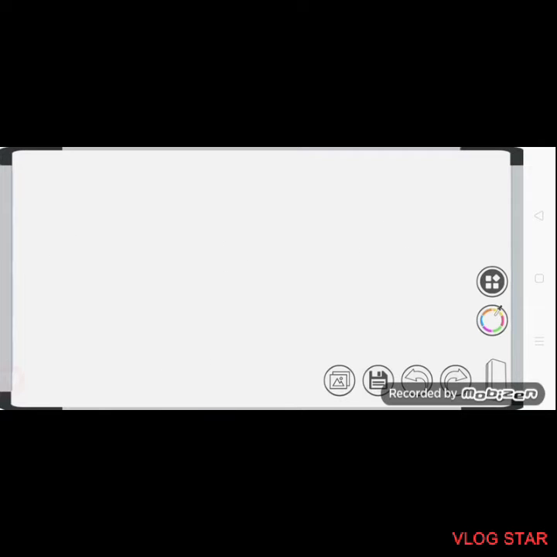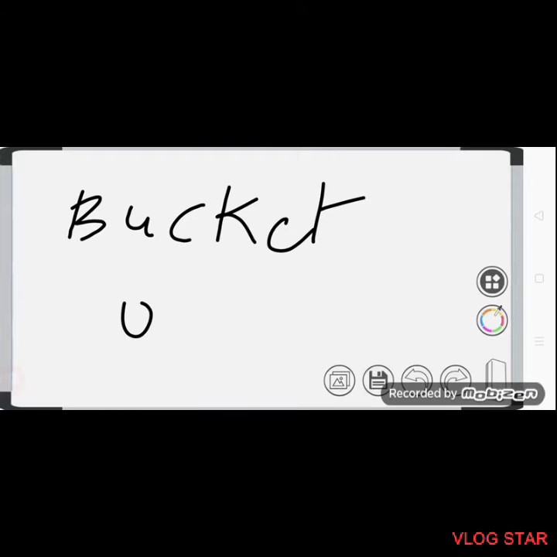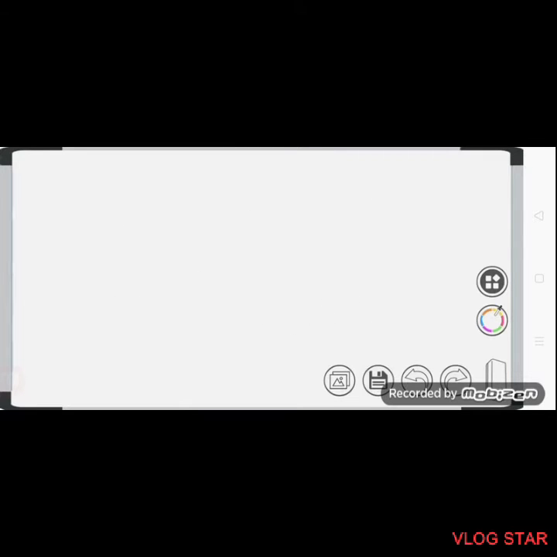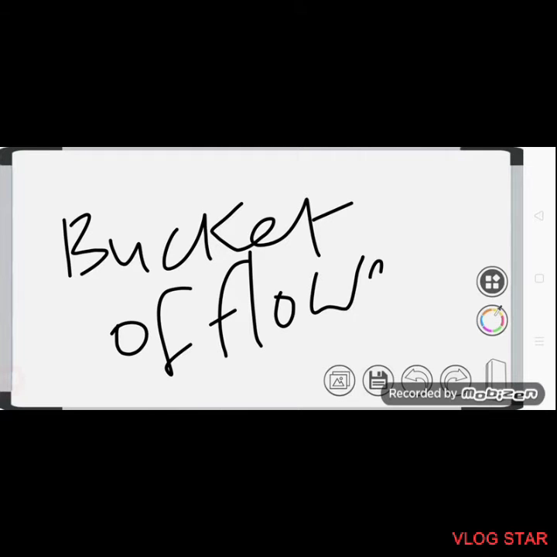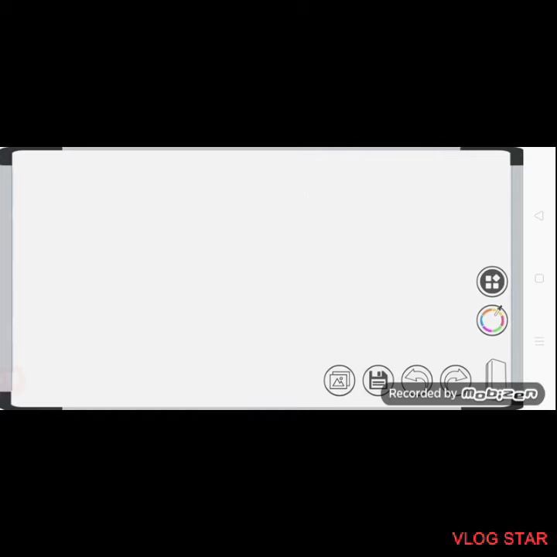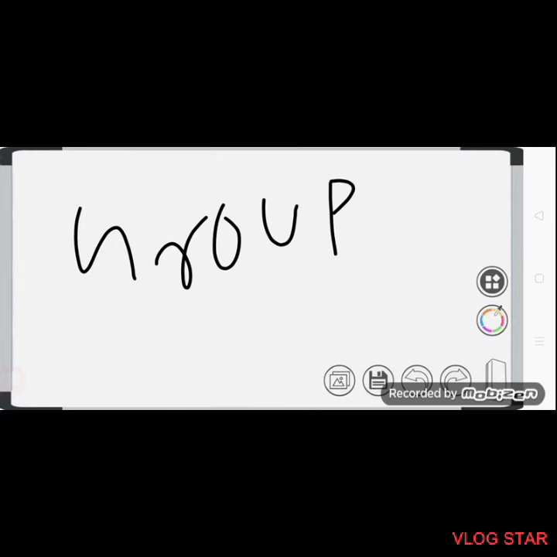Example: bucket of flowers. It is a collective noun. And a group of persons, it is also a collective noun.